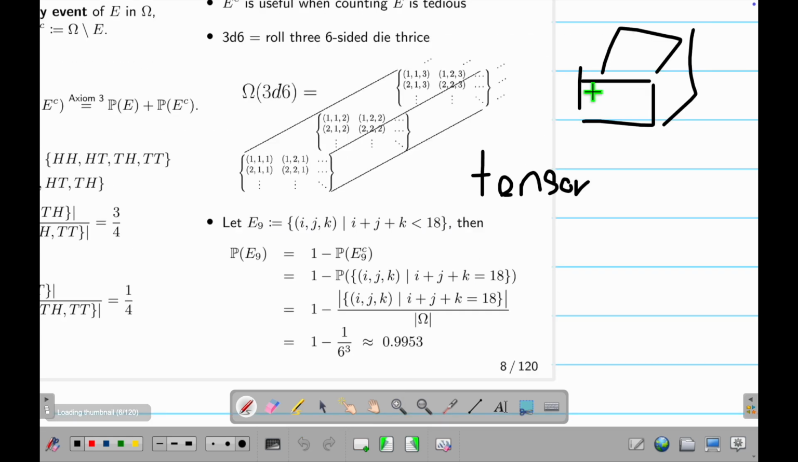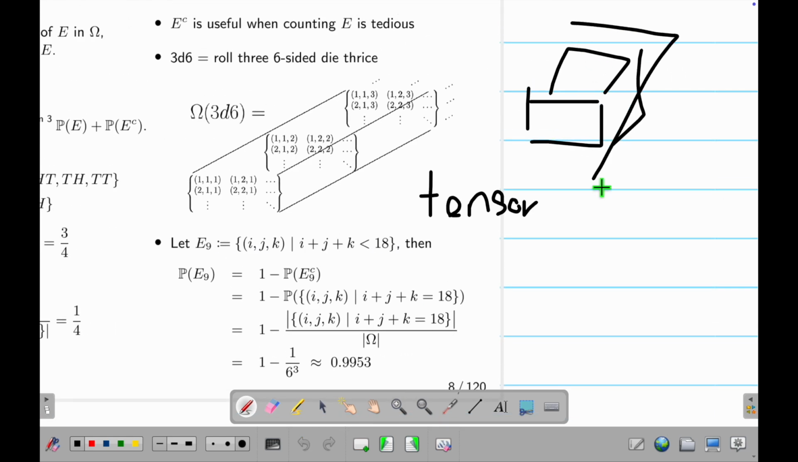Now 3D is the same. I want a plane cut through this box. Everything on this plane are all the i plus j plus k equal to some number. That's how you visualize this. This is a little bit complicated because you need to have 3D vision.